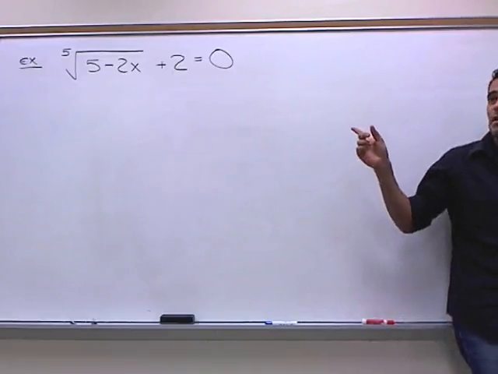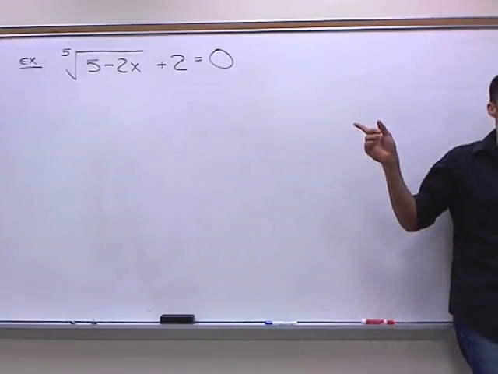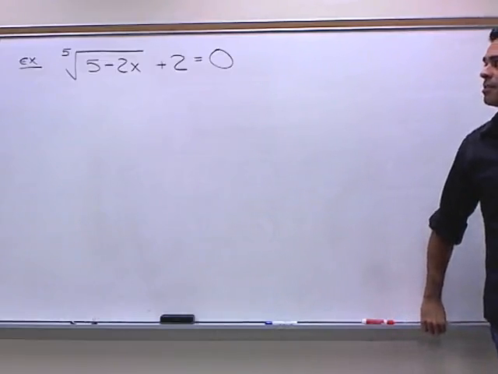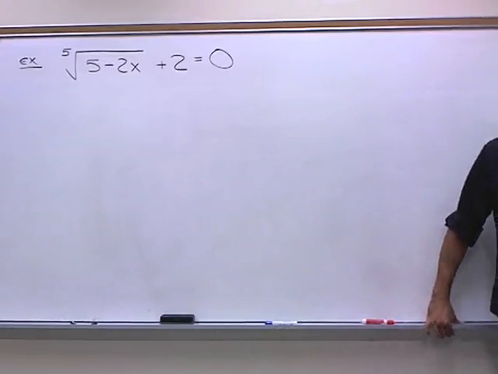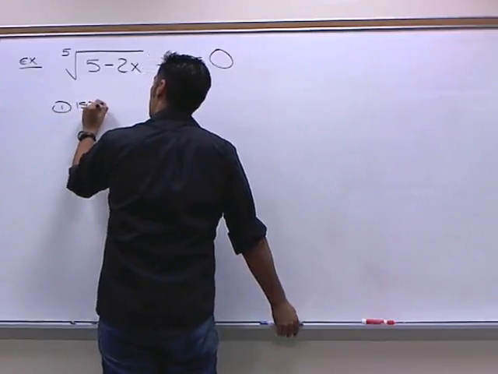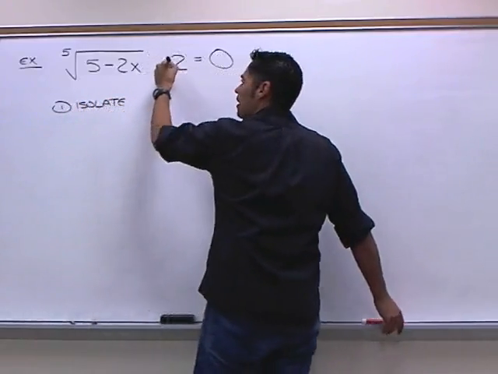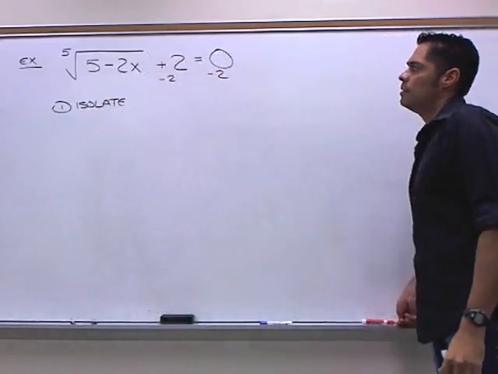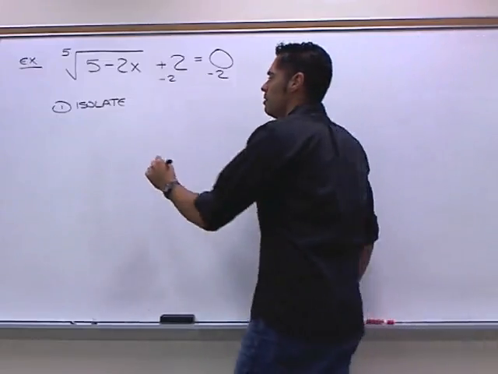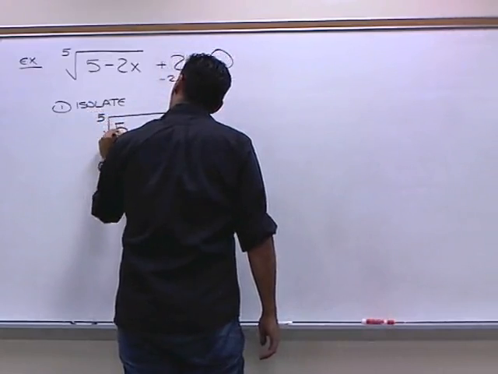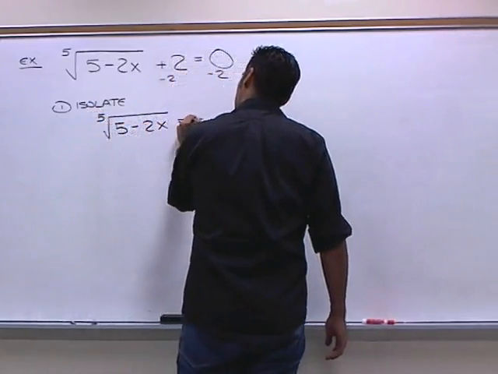So this is a radical equation, right? Yes. Okay, so let's go through the steps. Isolate the root. Right now is the root isolated? No. Subtract 2 of those, so bring the 2 over. So I'm going to isolate first by bringing the 2 to the other side. That means I subtract it on both sides. So my new equation, isolated, would be the fifth root of 5 minus 2x equals -2.